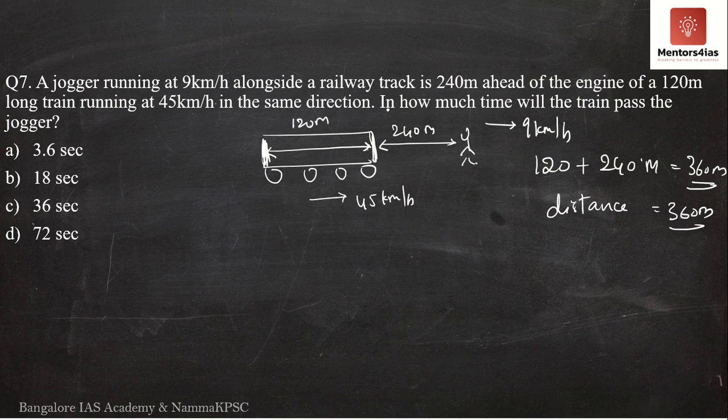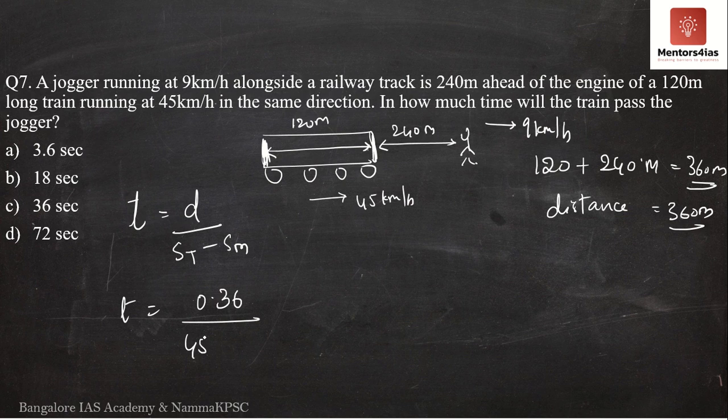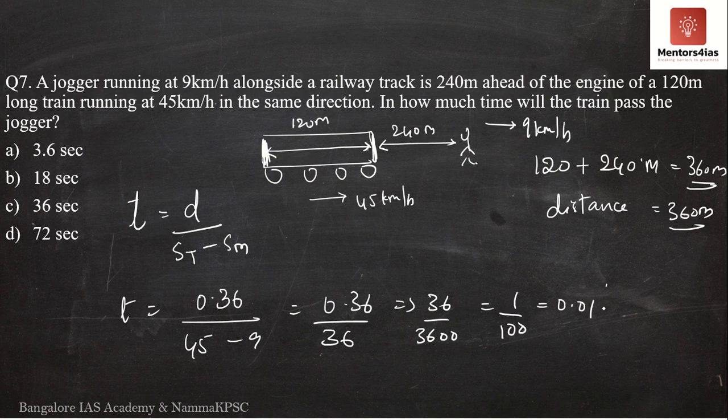Now the question is asking, how much time will the train pass the jogger? So we know T is nothing but distance by speed. And whenever two things are moving in the same direction, the relative speed is nothing but the difference between the two speeds. So here it is nothing but speed of the train minus speed of the man. Distance is 360 meters or 0.36 kilometers divided by speed of the train, which is 45, minus speed of the man, which is 9 kilometers per hour. So we get 0.36 divided by 36, or I can say it is 36 divided by 3600, nothing but 1 by 100, equal to 0.01 hours.